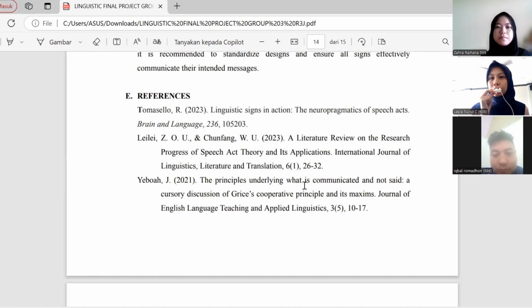Thomas Hello R 2023. Linguistic Science in Action. The Neuropragmatics of Speech Act, Brain and Language. Lele Zou and Xunfang Wu. A literature review on a research program of speech act theory and its applications. International Journal of Linguistics, Literature and Translation. Yeboah G 2021. The principle underlying what is communicated and not said: a cursory discussion of the cooperative principle and its maxims. Journal of English Language Teaching and Applied Linguistics.